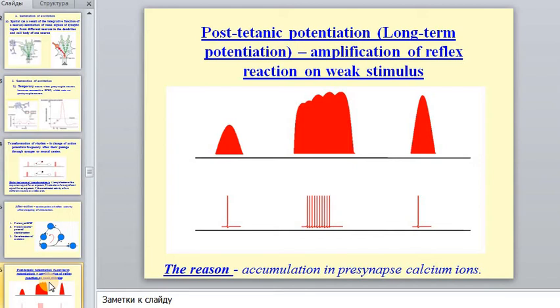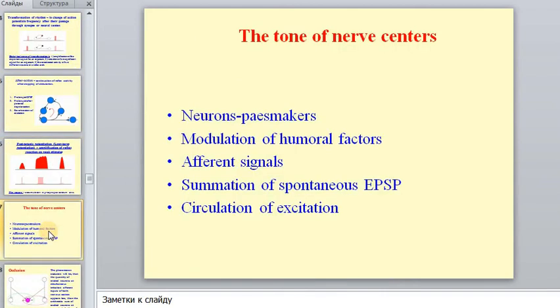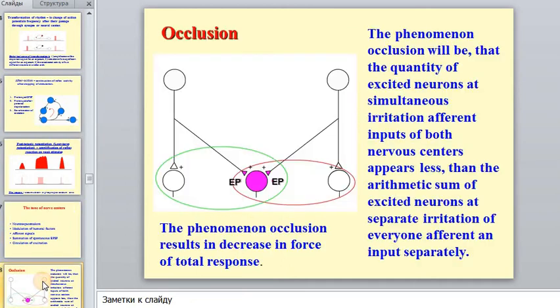And next one, the tone of nerve centers. Nerve centers are always in a tonic state. And it is possible thanks to pacemaker neurons, modulation by humoral factors, afferent signaling, summation, and circulation of excitation.